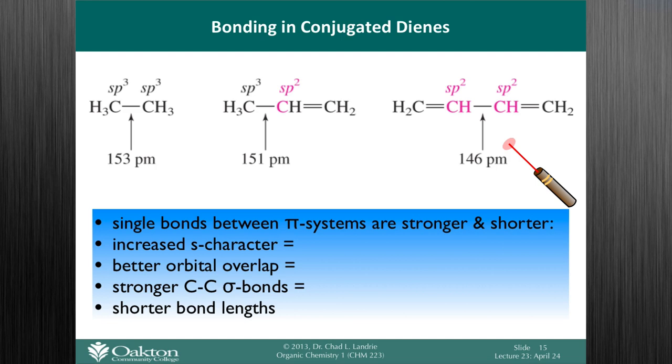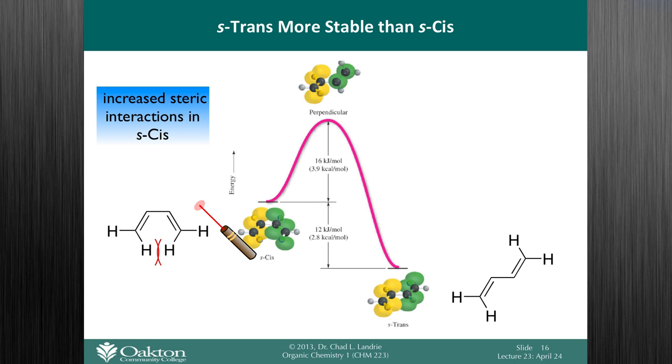1,3-dienes can exist in two conformations, s-cis and s-trans. In between these two conformations is a transition state conformation in which the two pi systems are perpendicular to one another. We can see in this diagram that the s-cis and s-trans are lower in energy than the conformation where those pi systems are perpendicular. s-trans is even lower in energy than s-cis by 12 kilojoules per mole.